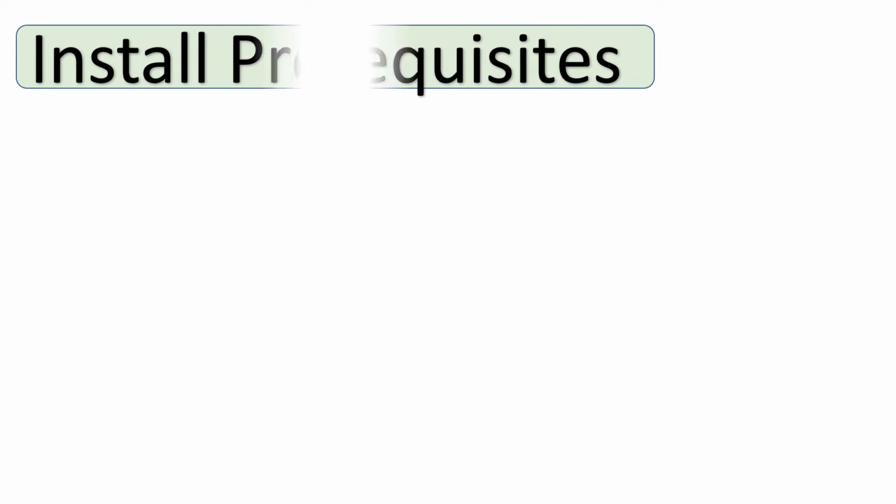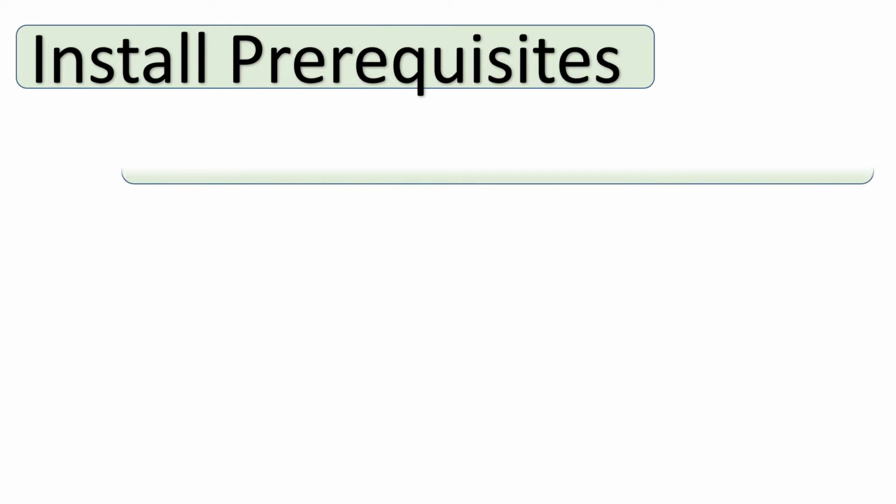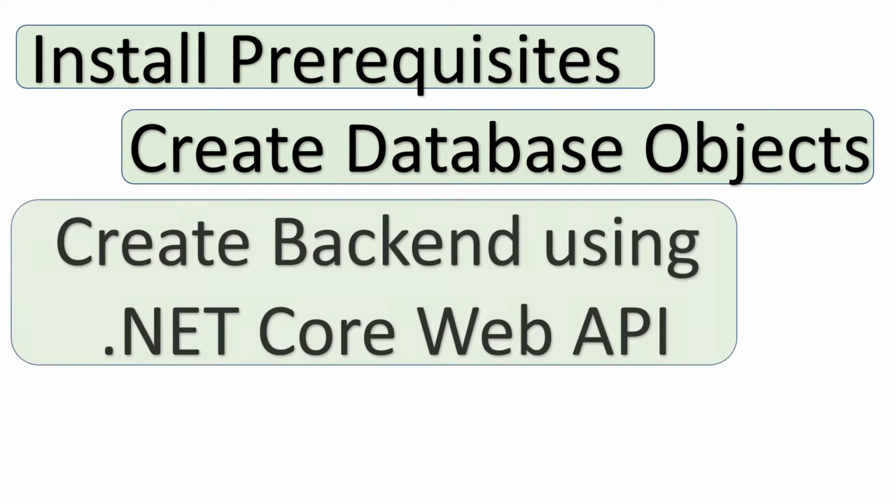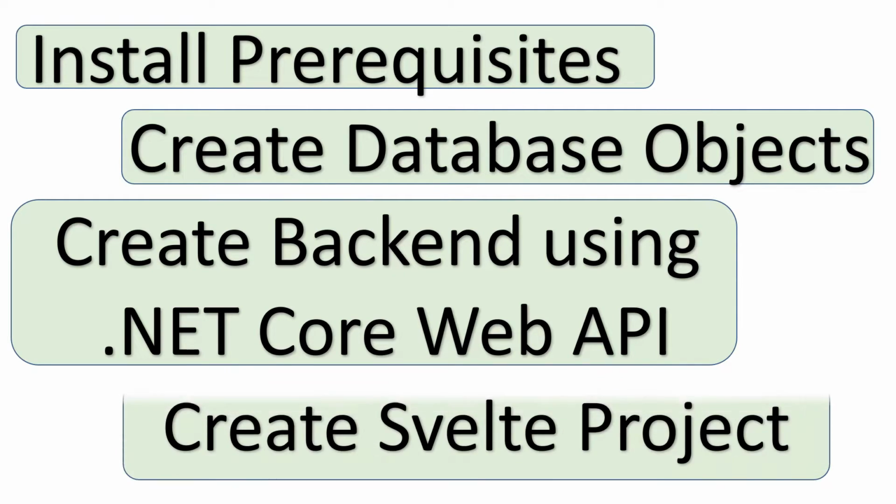We will first install all the prerequisites. Then we will create the database and objects required for our app. Next, we will create the backend project using .NET Core Web API. And finally, we will start creating the Svelte project.